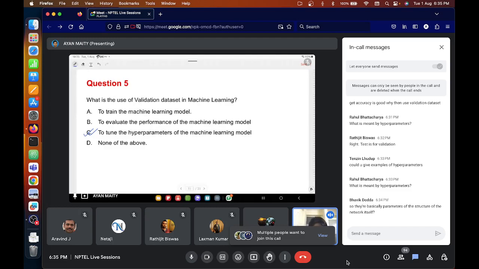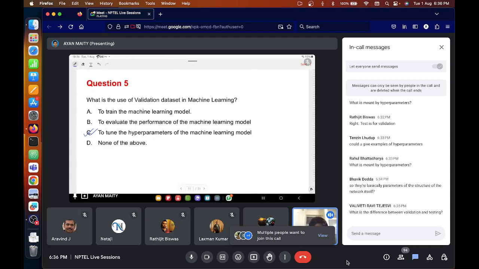Bhavik has written, so they are basically parameters of the structure of the neural network itself. Yeah, so for neural networks, those are the different hyperparameters you can think of. That is, what is the architecture of the neural network? Those are the hyperparameters. In other machine learning algorithms like support vector machines or regressions, or in naive Bayes, the hyperparameters would be completely different. So for different machine learning algorithms, the parameters are different and the hyperparameters are also different.